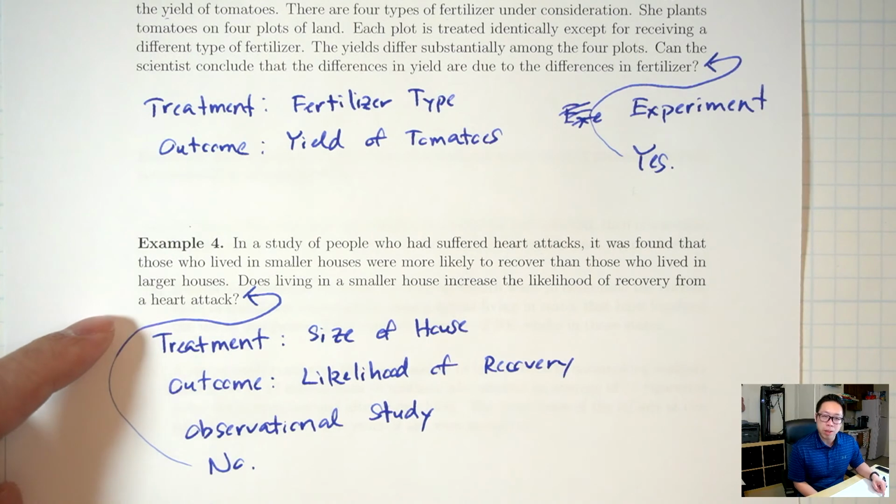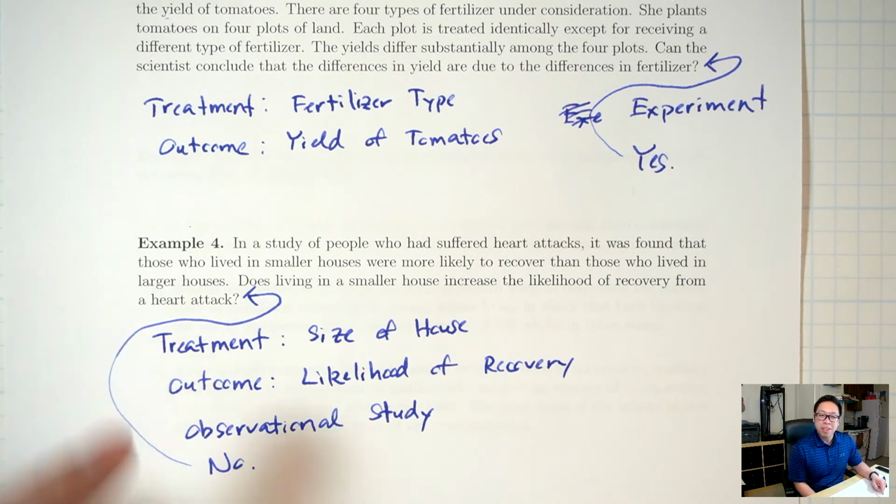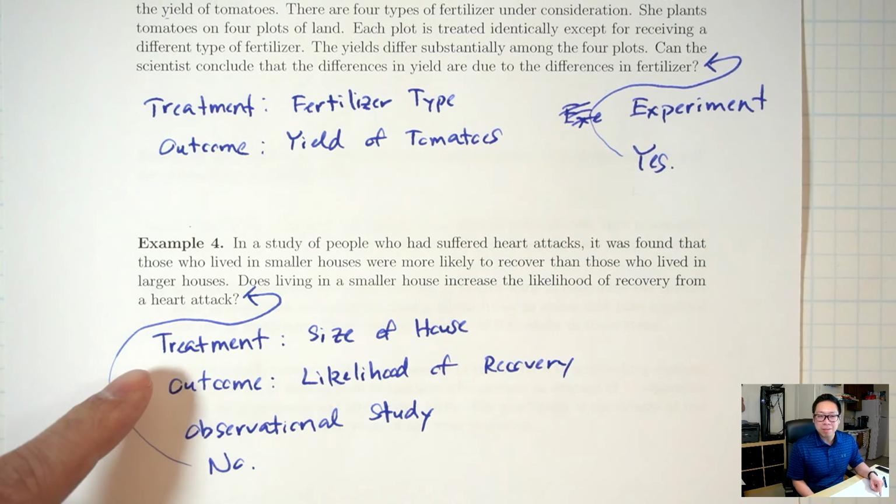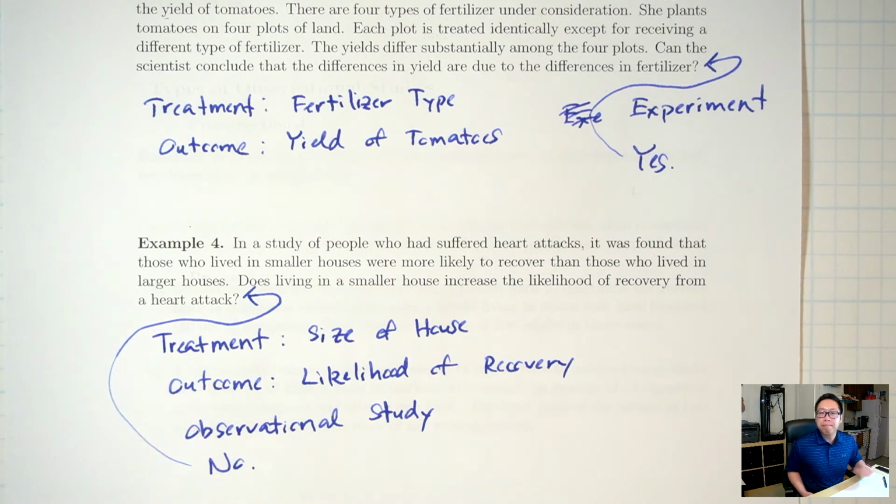Same thing with example 4 here, right? With the size of houses. I can't really force people to live in a small house and then another group of people to live in a large house, right? I don't have access to houses to put people in. So in this case, I would probably have to do an observational study also. So if you have a choice between an observational study and an experiment, you should choose an experiment. But you can't always do an experiment, right? Either for ethical reasons or because there's no good way to set that up. And sometimes you do have to do an observational study.